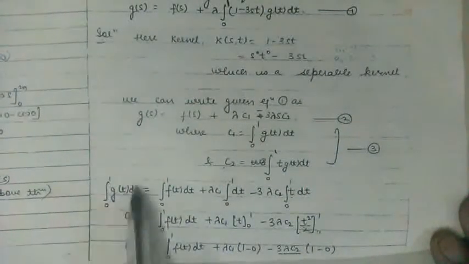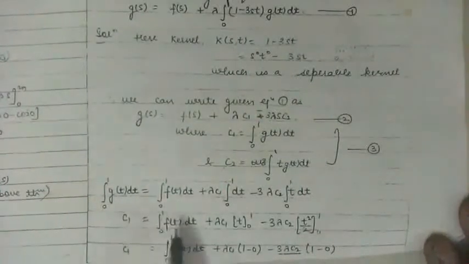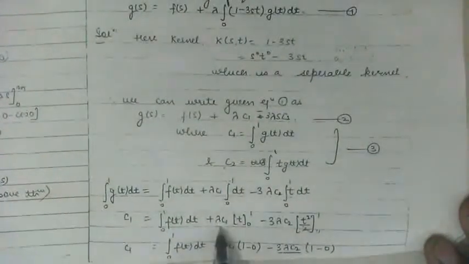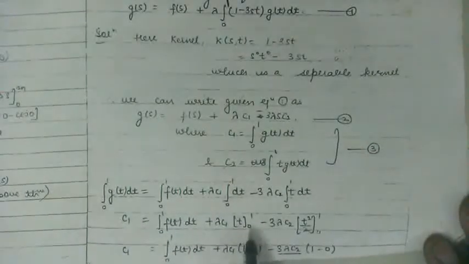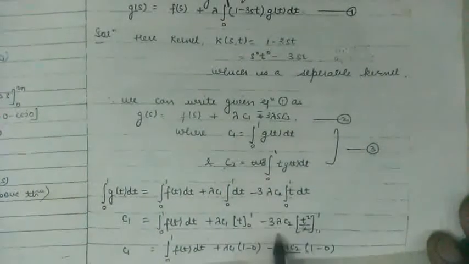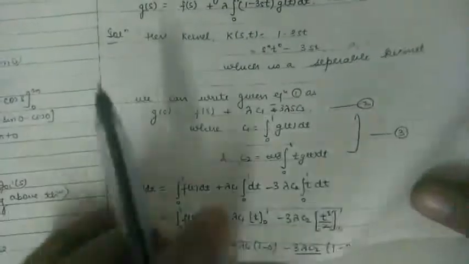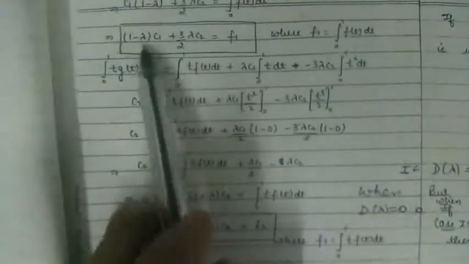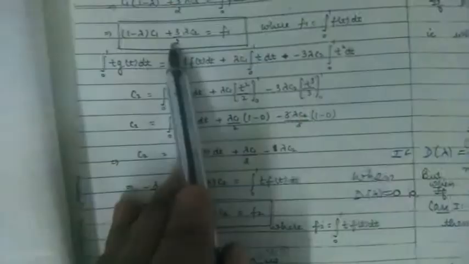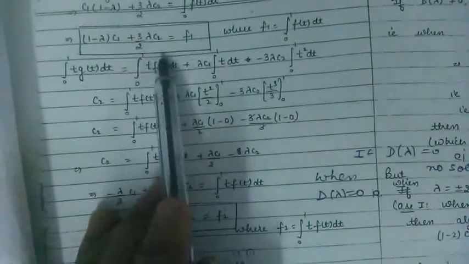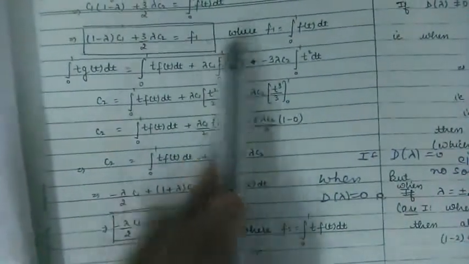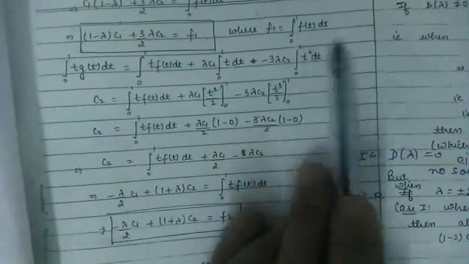Now this is c1, and this is equal to the integral from 0 to 1 of f(t) dt. Lambda c1 is constant. The integration of 1 is t between the limits 0 to 1. Here 3 lambda c2 is constant. The integration of t is t squared by 2. And substituting the limits from 0 to 1 here, we get one of the algebraic equations, which is given by (1 - lambda) c1 + 3/2 lambda c2 = f1. Here f1 is the integral from 0 to 1 of f(t) dt.